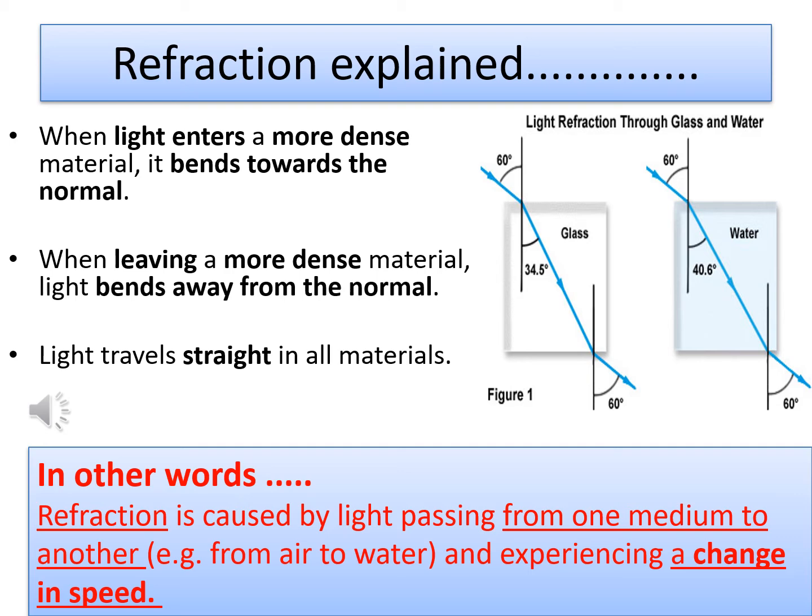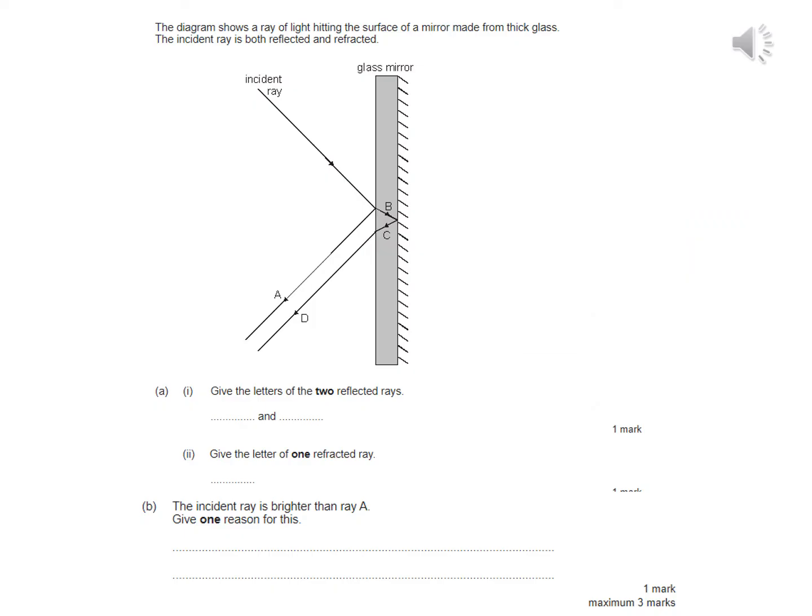And I'd like you to write down the bit in red at the bottom where it says refraction is caused by light passing from one medium to another, e.g. from air to water, and experiencing a change in speed. We're going to put this into practice again with an exam style question. So here you can see a diagram. It says it shows a ray of light hitting the surface of a mirror. Mirrors are always shown like that with a dashed line at the back.